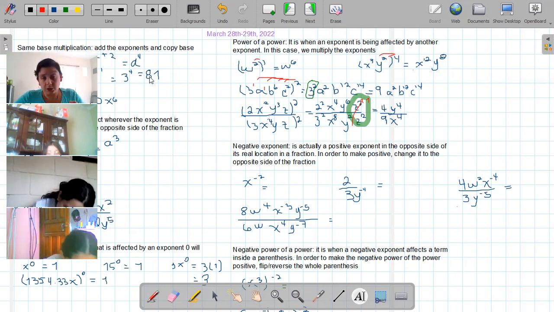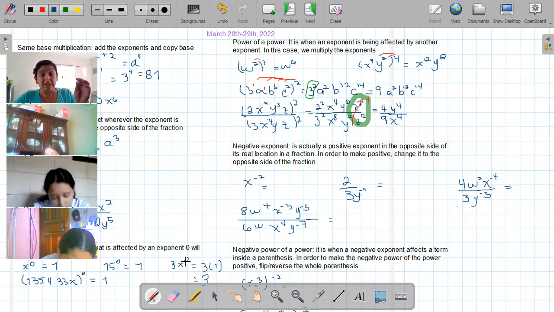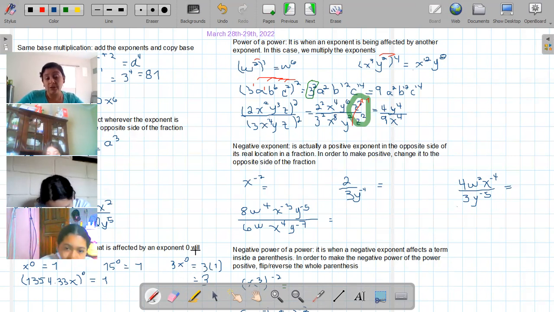So we learned that when we are multiplying same bases, we add the exponents. When we are dividing same bases, we subtract the exponents, whichever exponent is greater. If it is a zero power, then it is 1, but it has to affect everything. If not, it is only the variable that is affected, only the one that has the 0 on it, not the rest of them, okay? Like in this case, 3x to the 0 power, that means that the 3 is not being affected by the 0 power, so we copy the 3, and the x is affected by the 0 power, which becomes a 1, and 3 times 1 is 3.